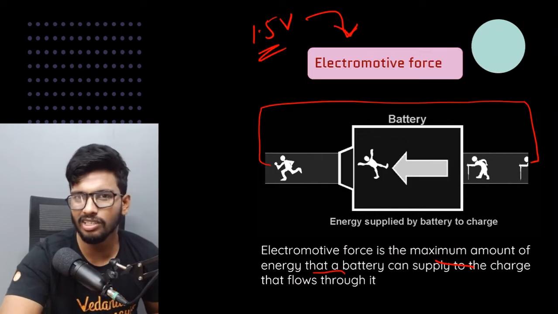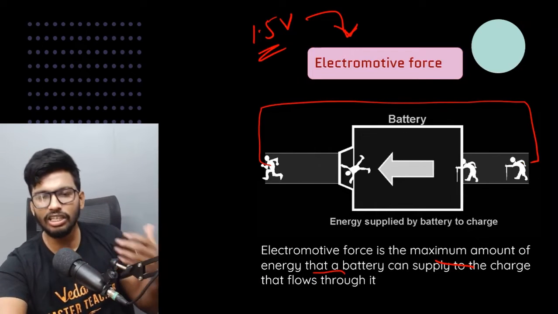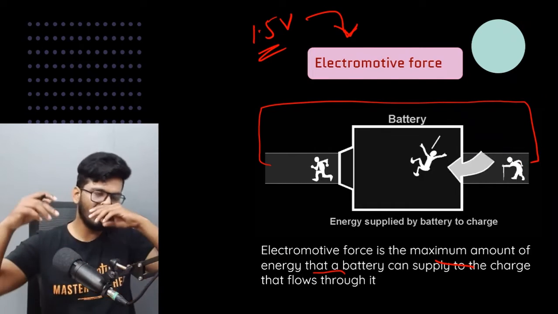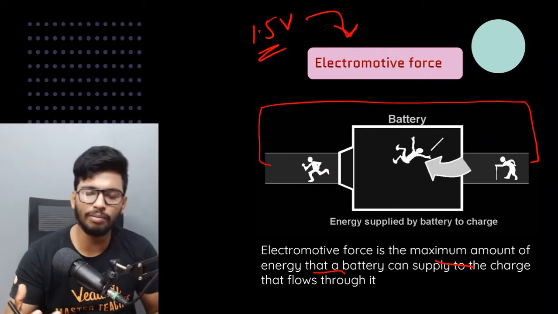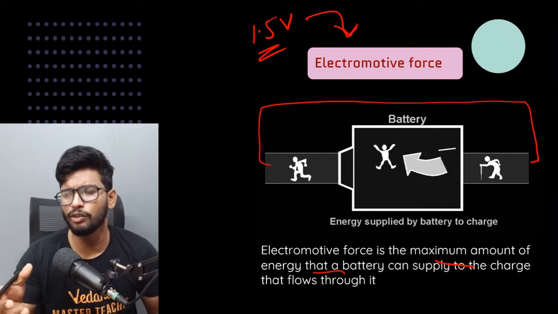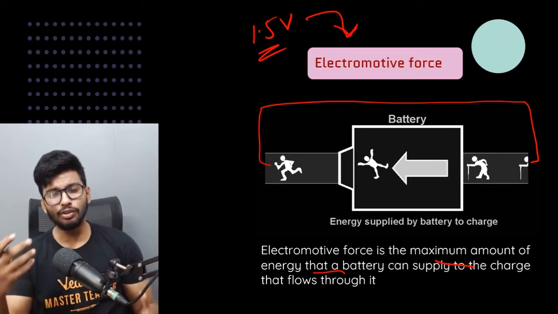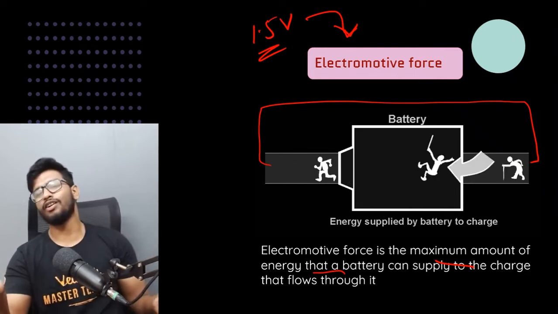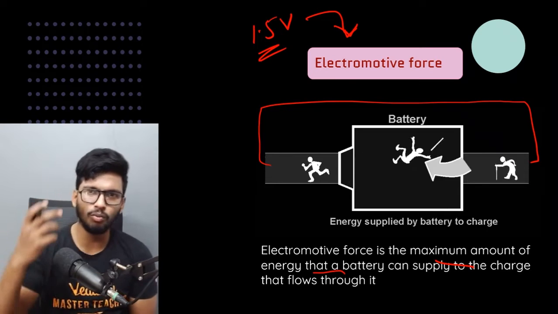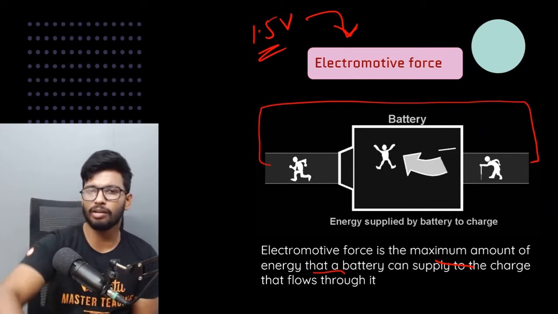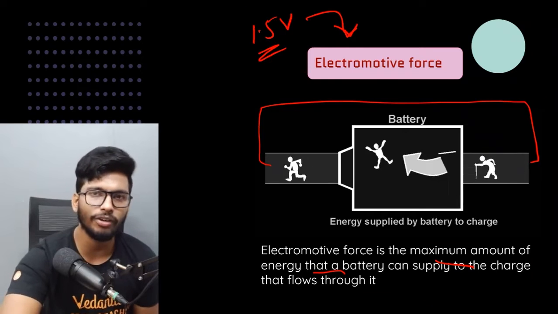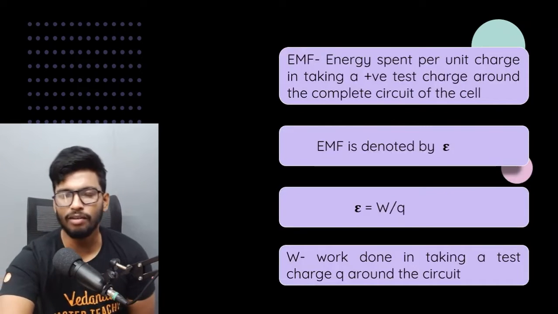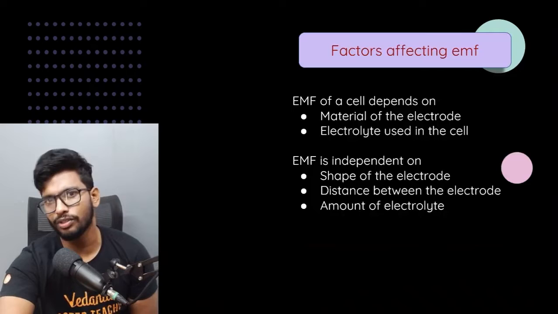In simple words, it is the potential difference applied by the battery. For example, if I take a battery, like I told you before, they would have promised you that it will give you 1.5 volts, but do you actually get 1.5 volts? Not really. What they promise, the actual potential difference applied by the battery before you connect it or before you turn it on, that is what is called EMF or electromotive force.